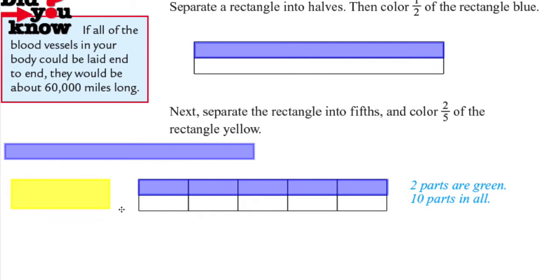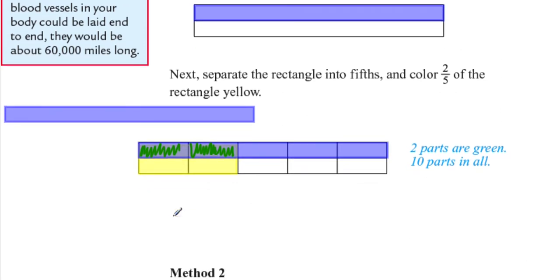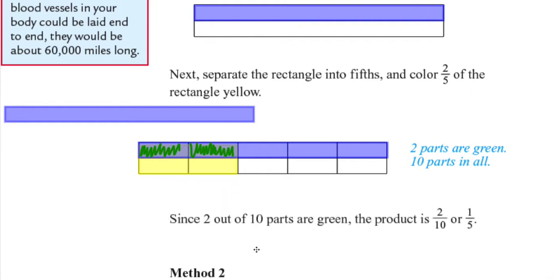So this is now 2/5 of our rectangle yellow. 2 parts are green, 10 parts in all. It doesn't look green, but we'll pretend it's green. This is the green part right here. So 2 out of 10 are green. When you talk about 2/5 times 1/2 using models, it would be equal to 2/10 or 1/5. Since 2 out of 10 parts are green, the product is 2/10 or 1/5.